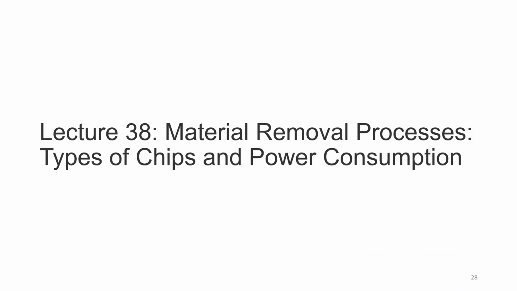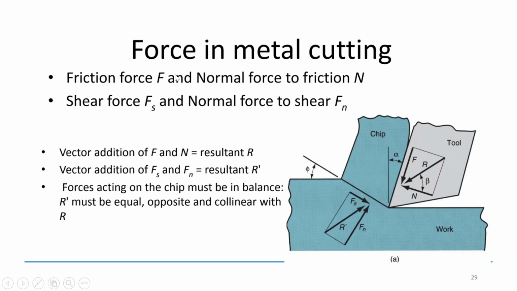Okay, so the friction force is denoted F, from now on F is used as the friction force and the normal force to the friction is capital N, and the shear force is denoted as Fs and the normal force to the shear force is denoted as Fn. The vector addition of F and N will be known as capital R, which is the resultant vector. And the vector addition of Fs and Fn is resultant R dash.